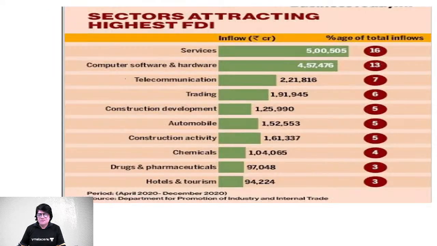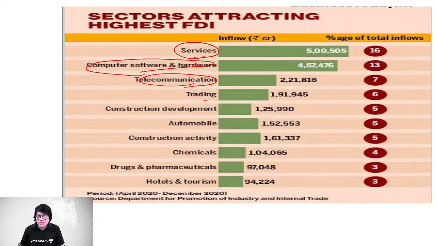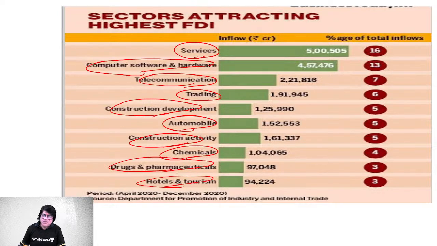Top investors in sectors we have understood. But which are the sectors? Services sector, the highest, 16%. Computer software and hardware, 13%. Then telecommunications, trading, construction development, automobile, construction activity, chemicals, drugs and pharmaceuticals, hotel and tourism.